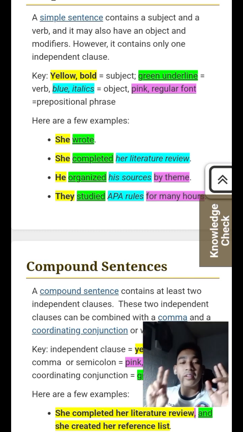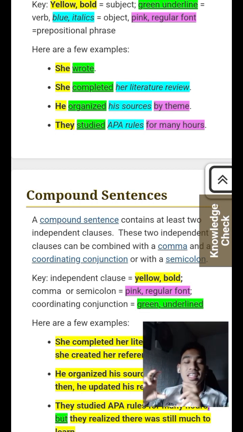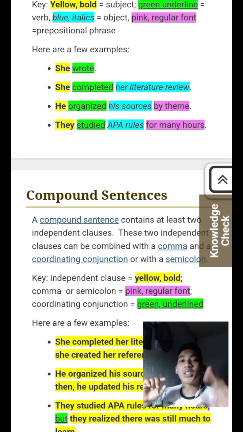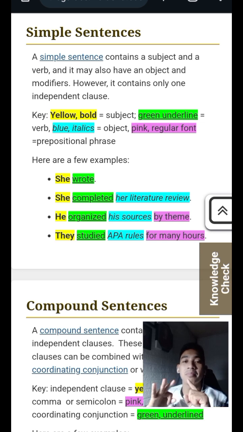Take note, if the prepositional phrase begins with a preposition, by, so by theme is the prepositional phrase or also the modifier. Next, they studied APA rules for many hours. They is the subject. Studied is the verb. APA rules is the object, the receiver of the action. For many hours is the prepositional phrase. So that is a simple sentence. It has subject and verb, and at the same time an object and a prepositional phrase or modifier.